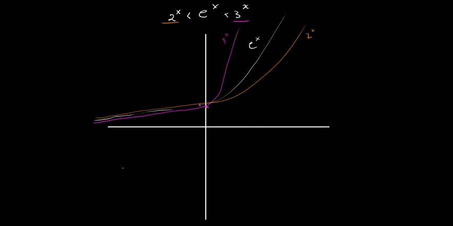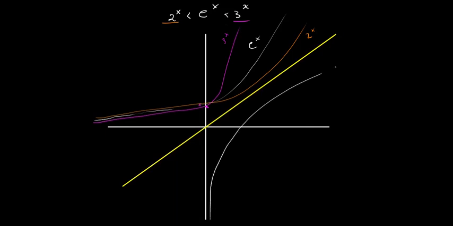And if we try and plot its inverse, we're going to have to reflect it through the yellow line, so it's going to look something like this. And this is the logarithm base e of x, also called the natural logarithm of x.